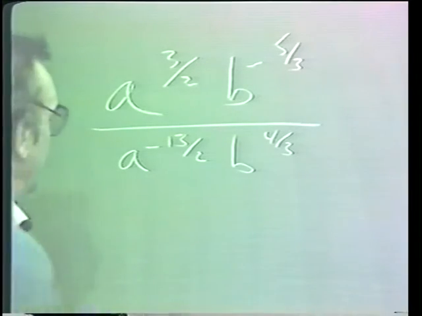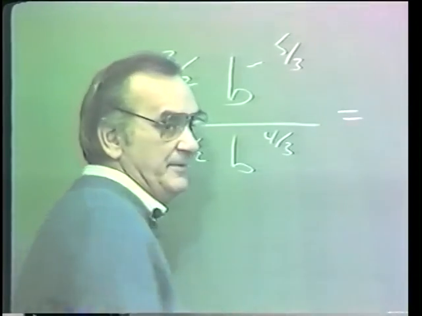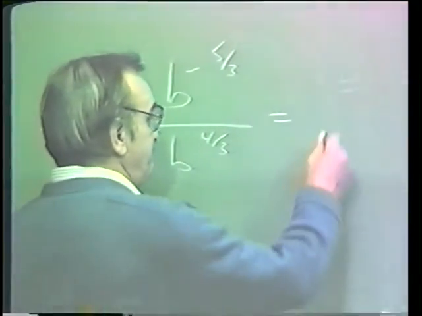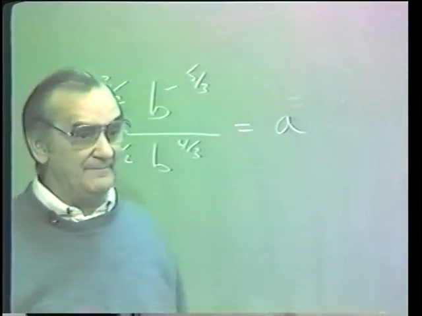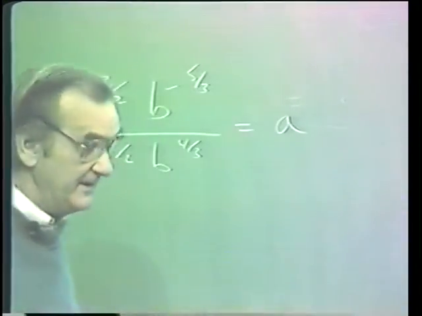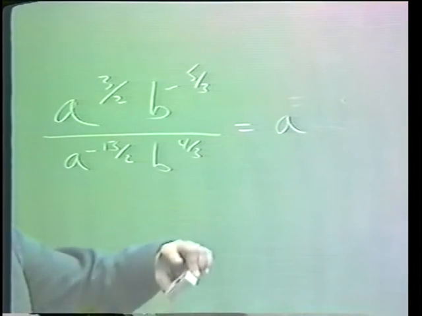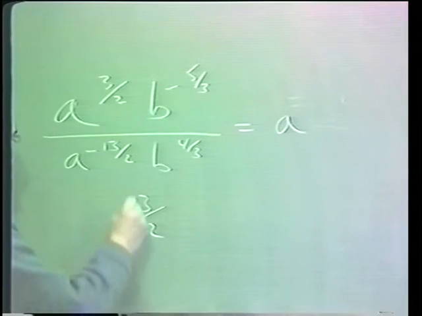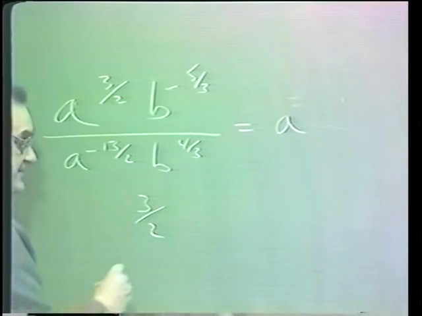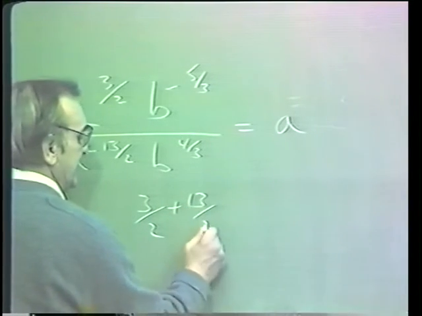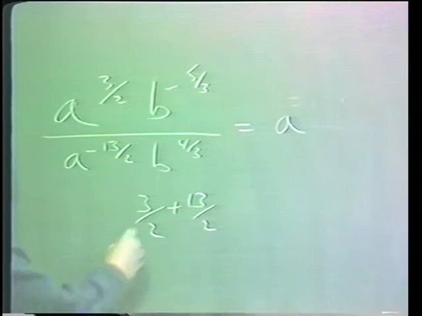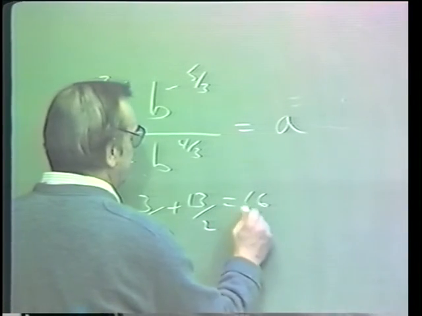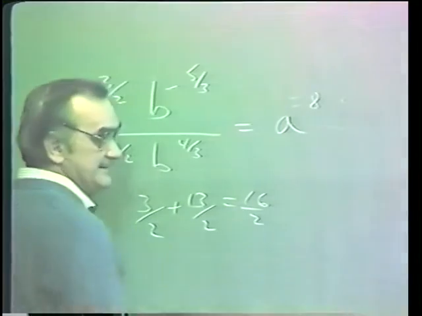Now remember what we do. We're going to bring everything up on the numerator. We have an 8. Now remember, when we divide like bases, we keep the base. We have it there. Now we're going to subtract the exponent. Subtract means add the opposite. So we have 3/2. The opposite of negative 13/2 is a positive 13/2. So they're both the same. We made that nice. That's 16/2, which is 8.